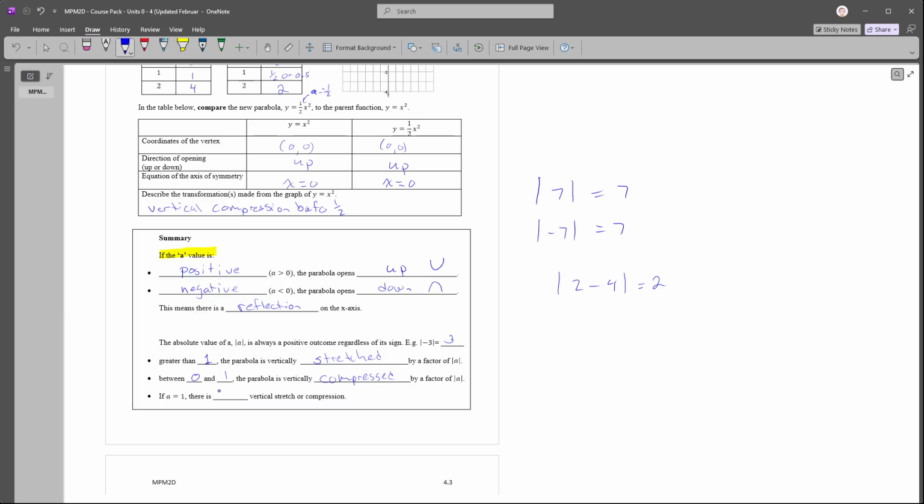If a is exactly 1, you're basically multiplying every y value by 1, so none of them are changing. There is no vertical stretch or compression. So that's really all we learned today.